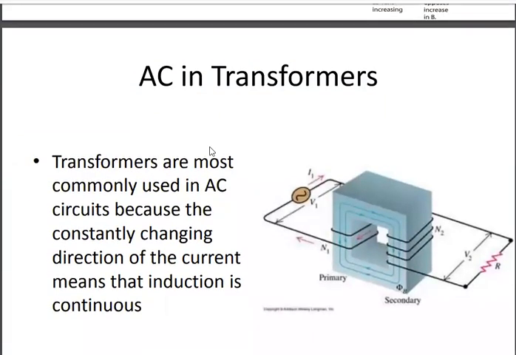Now, in case of an alternating or AC transformer, if you supply AC, alternating current or alternating voltage, in the transformer, then what will happen?